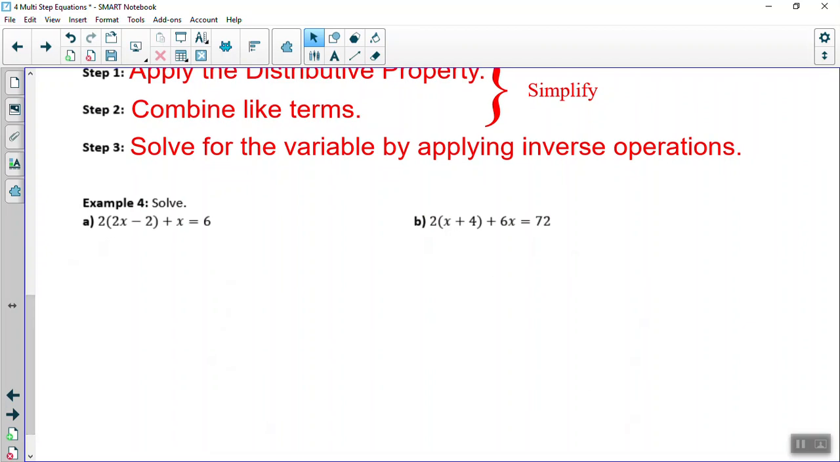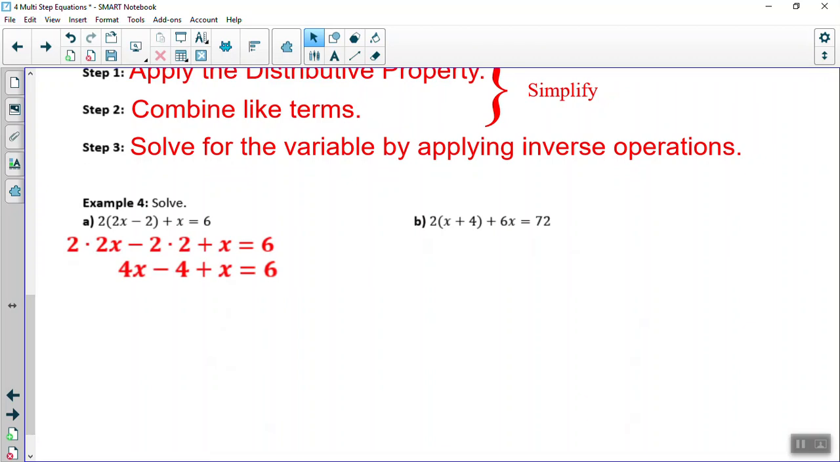So here I'm going to take my 2 and I'm going to distribute it. I'm going to give my 2 to the 2x and my 2 to that negative 2. So if I were to show what that looks like, it would end up looking like this. So now I can simplify this down. 2 times 2x is 4x, 2 times 2 is 4, and I bring down my x equals 6.